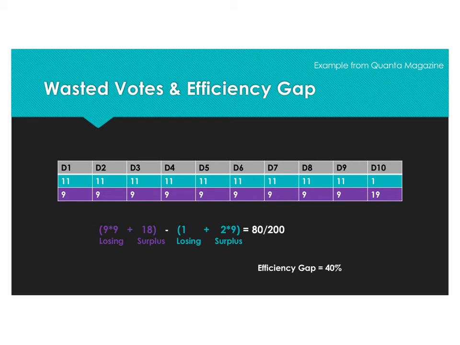This high efficiency gap percentage is clear. You can see that purple was packed into District 10, leading the way for green to win Districts 1 through 9.